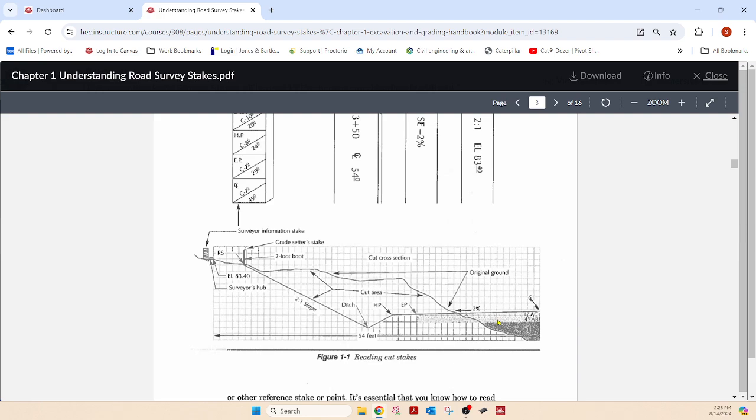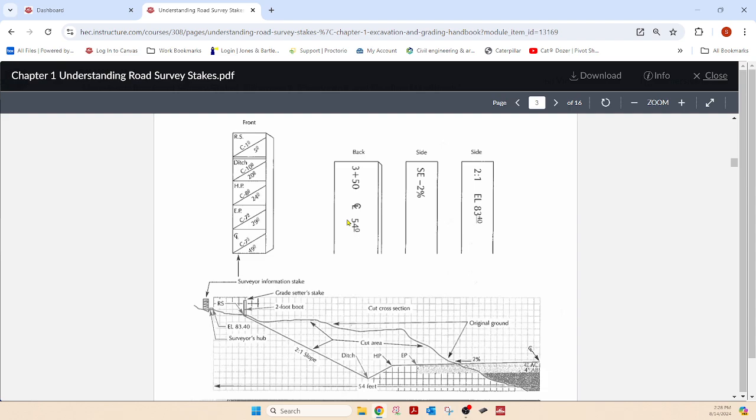We won't have anything to haul off, nor will we have to have borrow brought in, which saves a lot of money, a lot of time, which is money. So let me just try to frame this, set the stage. Here's the information stake. It contains all the information you see here.